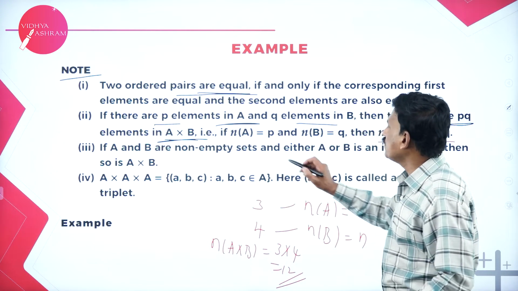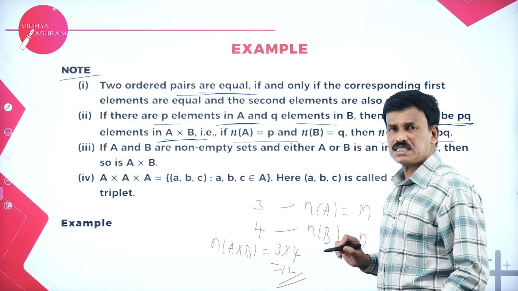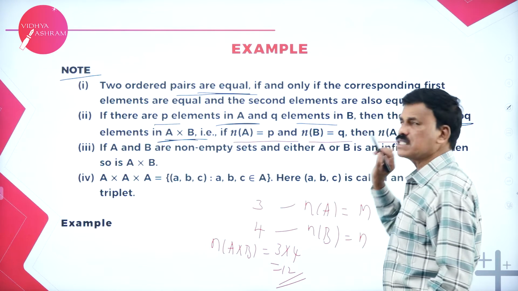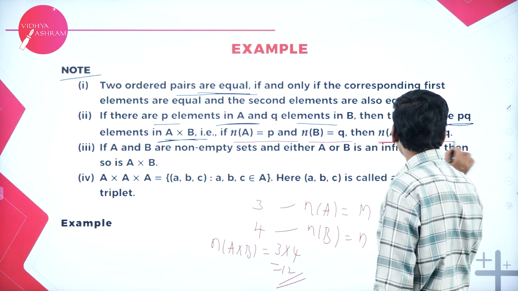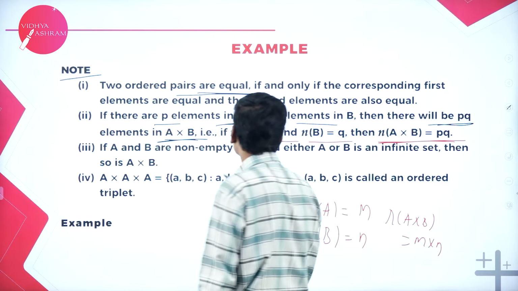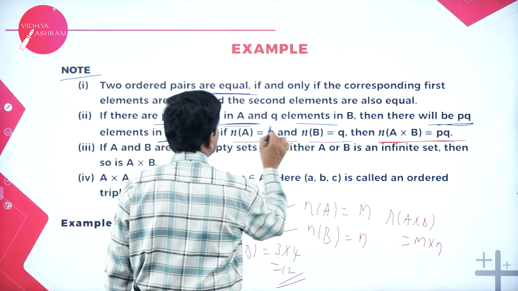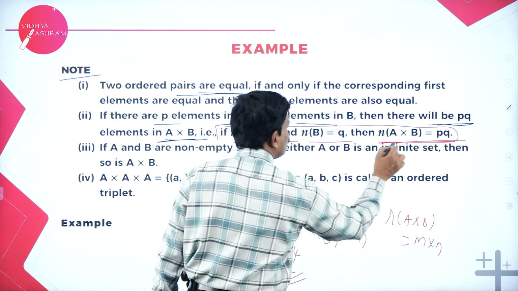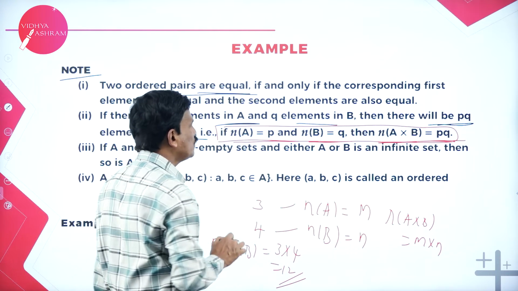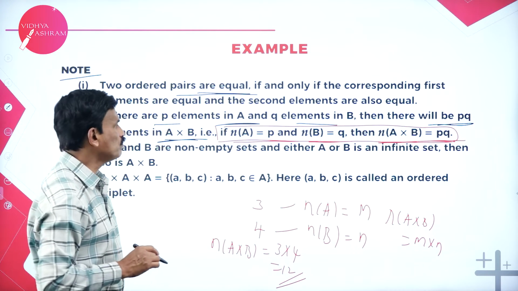In general, if the number of elements in a set A is P and the number of elements in a set B is Q, then the number of elements in A cross B is equal to P into Q.